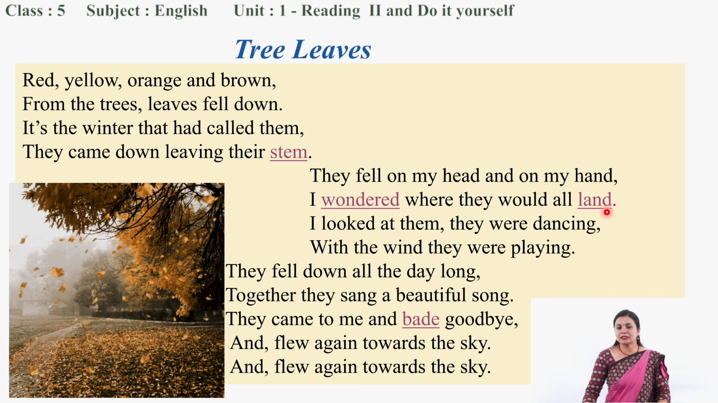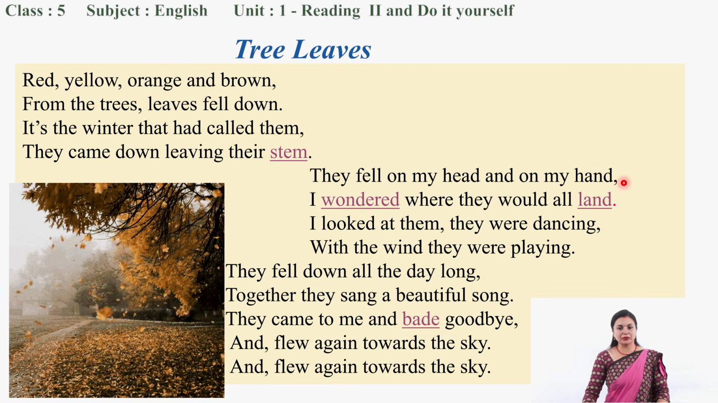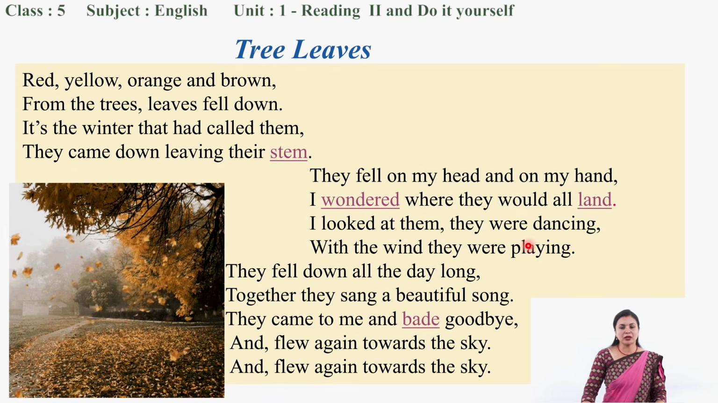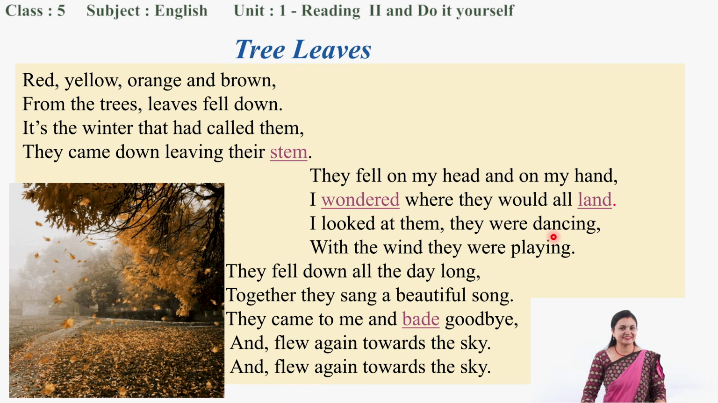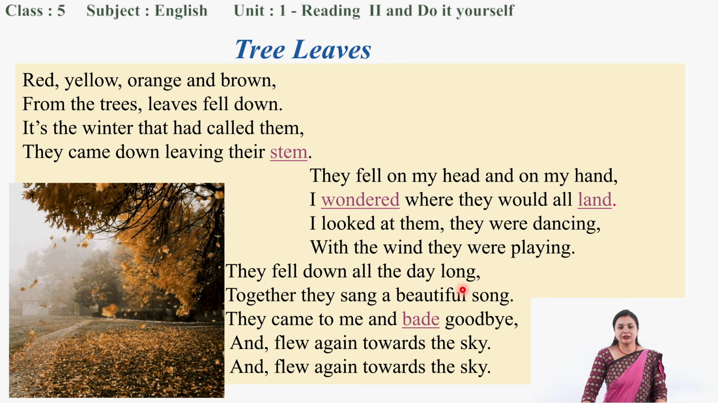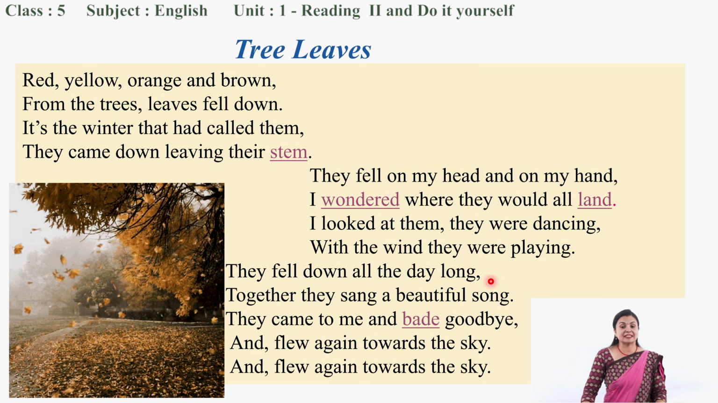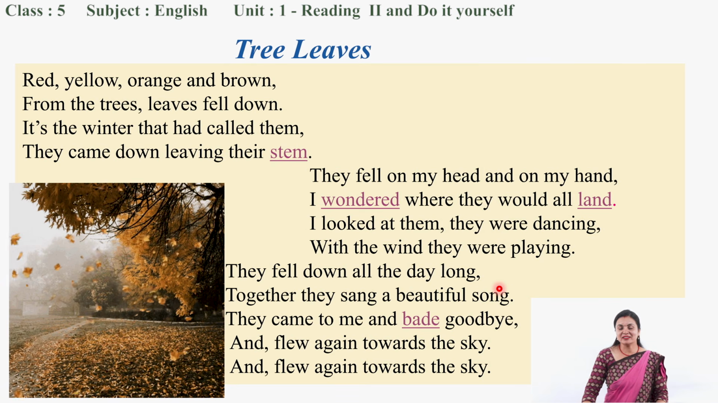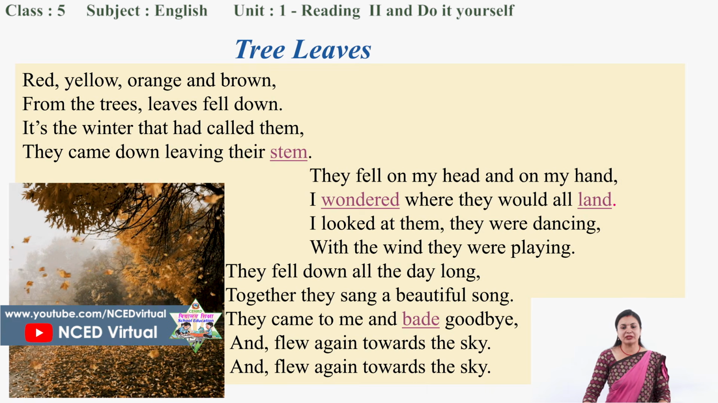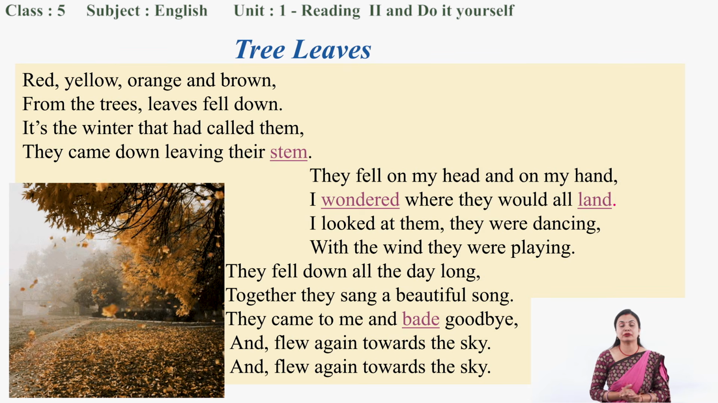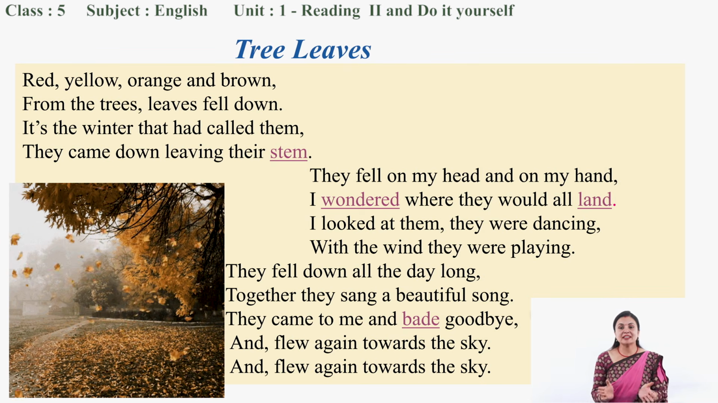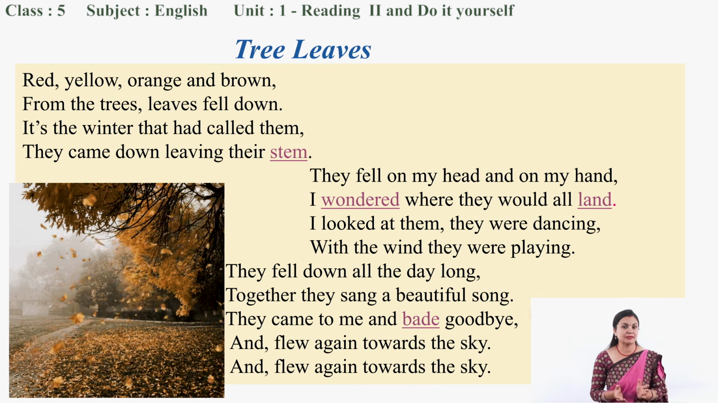Okay, so let's see another one. Hand. What about hand? Land. Very good. Then what about dancing? Playing. That's good. Okay, then let's see another word that is long. Long, song. Very good. Then another word we can see here, goodbye. What is the rhyming word of goodbye here? Sky. Okay, so these are some of the rhyming words that are used in this poem.